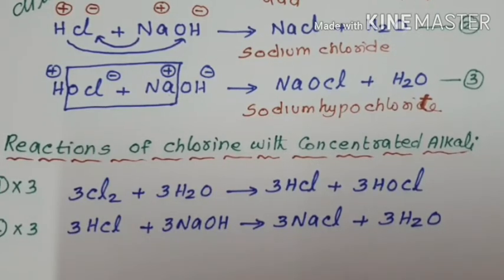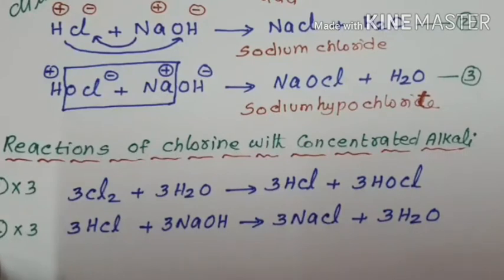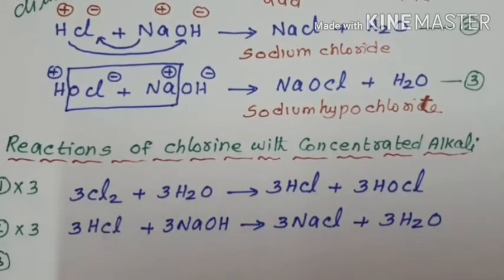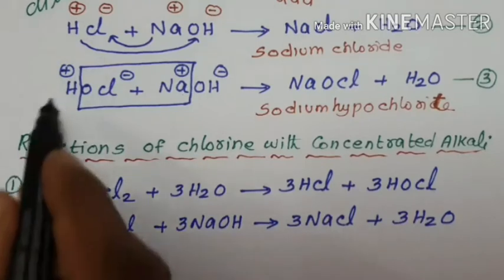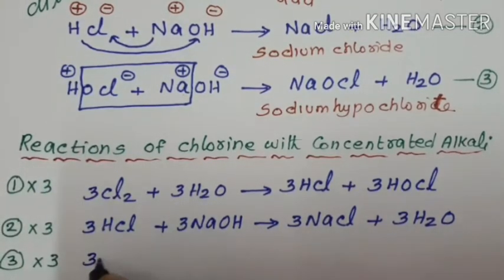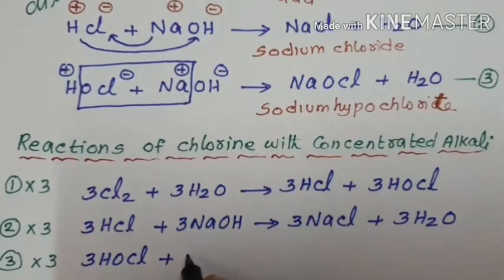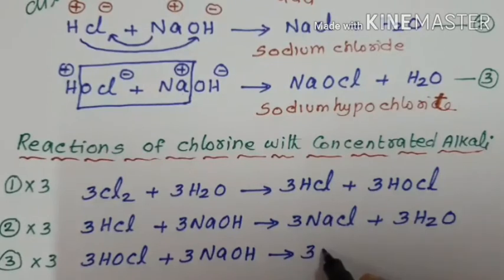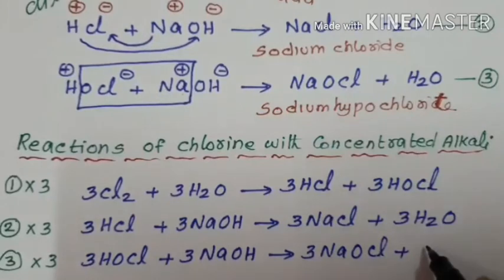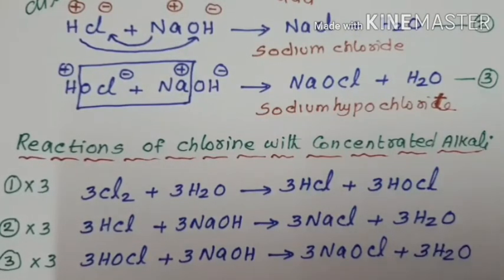Come to the third equation. The third equation is also multiplied by 3. 3 into HOCl plus 3 into NaOH gives 3 molecules of NaOCl plus 3 molecules of H2O.